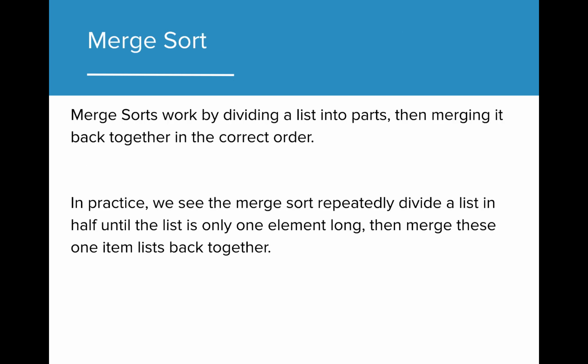A merge sort is a sort where the list is divided, then merged back together in the correct order. This is done recursively, as the list is repeatedly divided in half until it is only one item long. Then each of these lists get combined back together in the correct order. Let's take a look at this graphically.